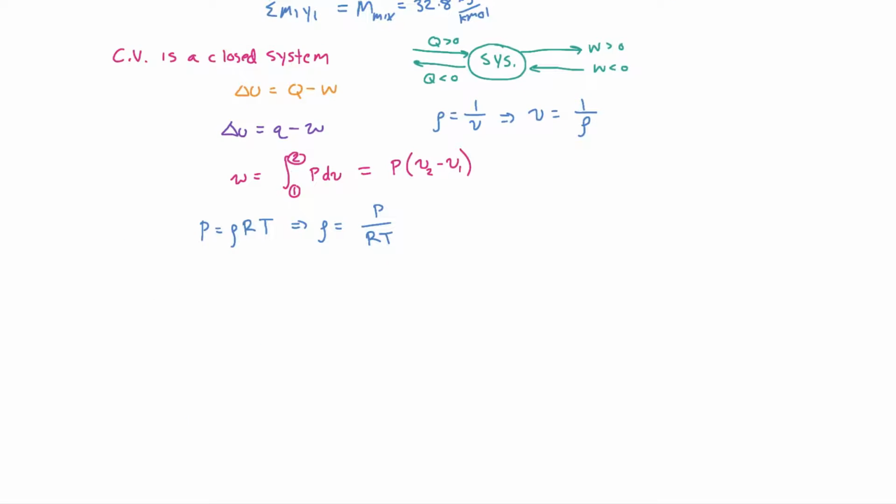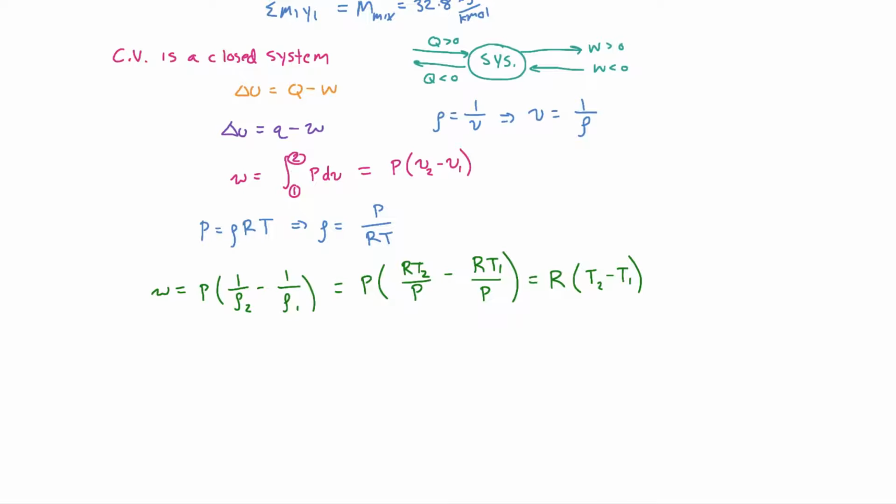So we said that the specific work is going to be P times 1 over rho 2 minus 1 over rho 1. Therefore, by using the ideal gas law, this is going to be P times R times T2 over P, minus R times T1 over P, times P. Remember, the pressure is constant, so that's just P. Even though you could say P1 or P2, they're the same. This further simplifies to something fairly simple: the specific gas constant times the change in temperature.